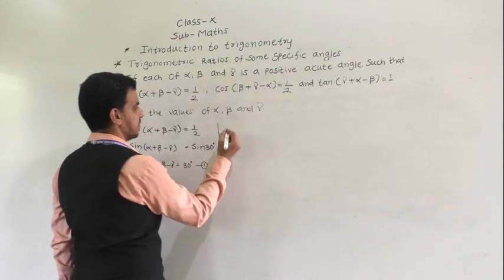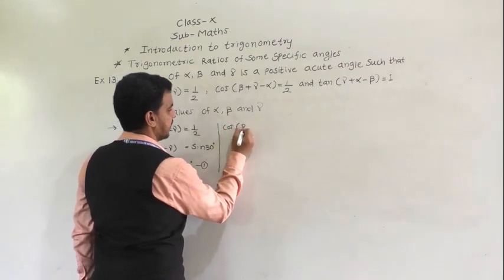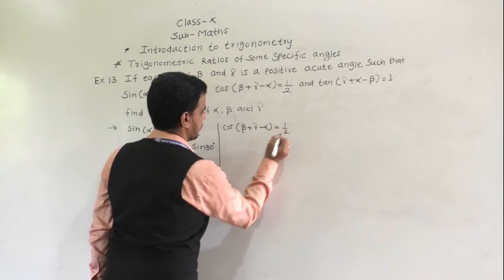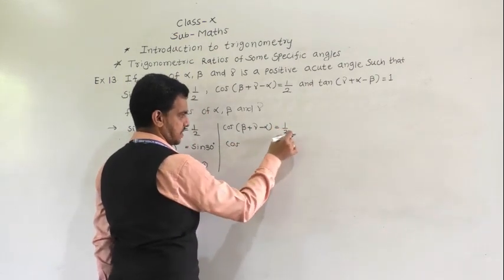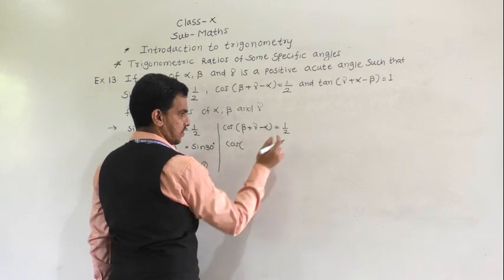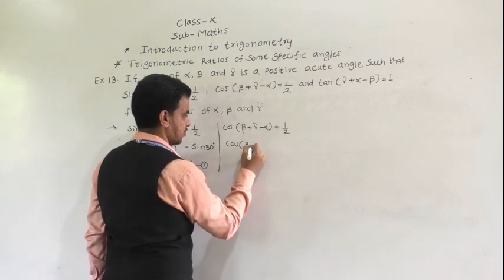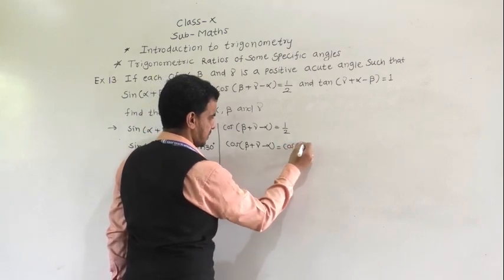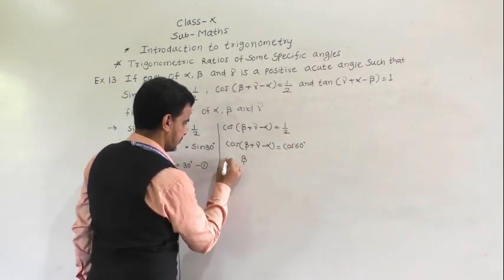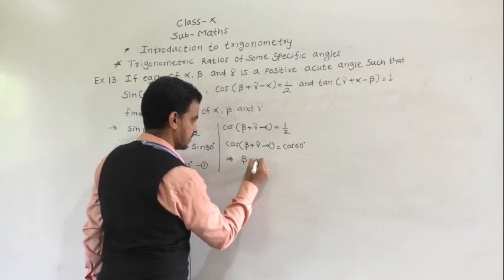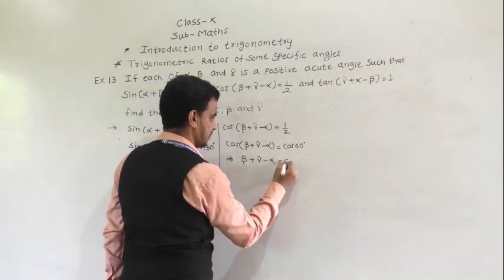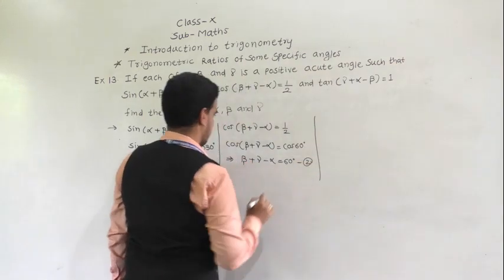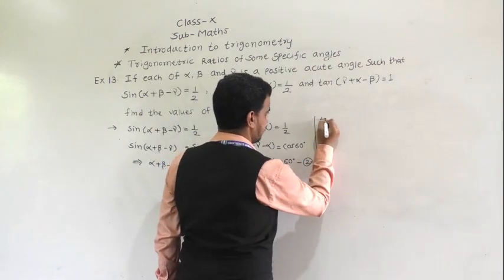Similarly, second is given, cos of beta plus gamma minus alpha is equal to 1 by 2. We know that cos 60 is 1 by 2, so instead of this 1 by 2, put cos 60. So cos of beta plus gamma minus alpha is equal to cos 60 degree. So we will get the second equation: beta plus gamma minus alpha is equal to 60 degree. This is equation 2.